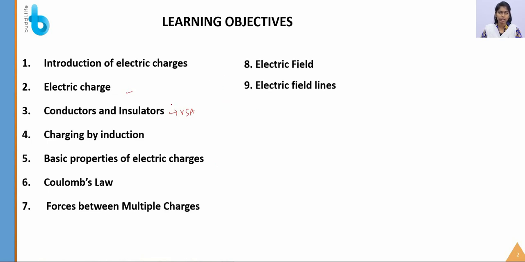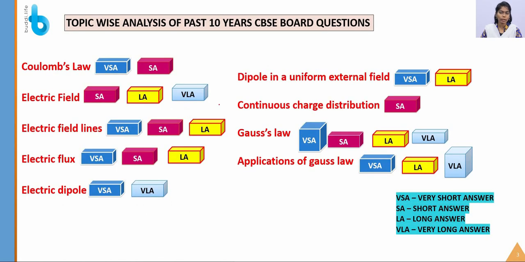So first we are going to see the topic-wise analysis of the past 10 years of CBSE board exams. Okay, so in the 10 years of examinations, these are the topics that are frequently asked in the chapter. So this stands for VSA, SA, LA, VLA. VSA stands for very short answer, SA stands for short answer, LA stands for long answer and VLA stands for very long answer. Okay, so let's see what answers you are getting from which of the topics.